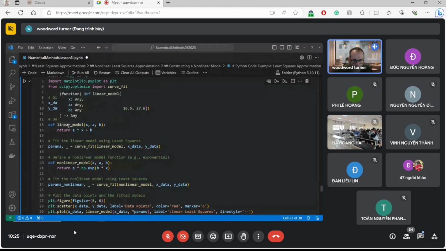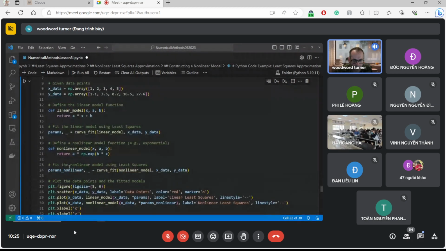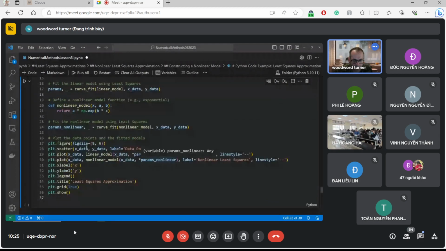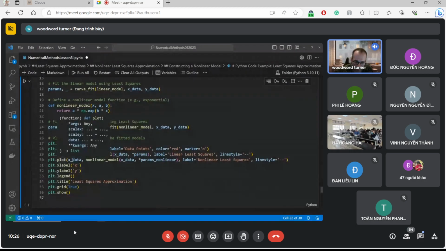So I've got my linear model, I've got my nonlinear model, I've defined the best fitting parameters I have, and then we can look at what this looks like. So for this one, I've done a scatter plot again for the actual data points in red, with a circle marker. And then I'm going to plot using these dotted lines the linear model, on the X data and my parameters. And that'll be our linear least squares.